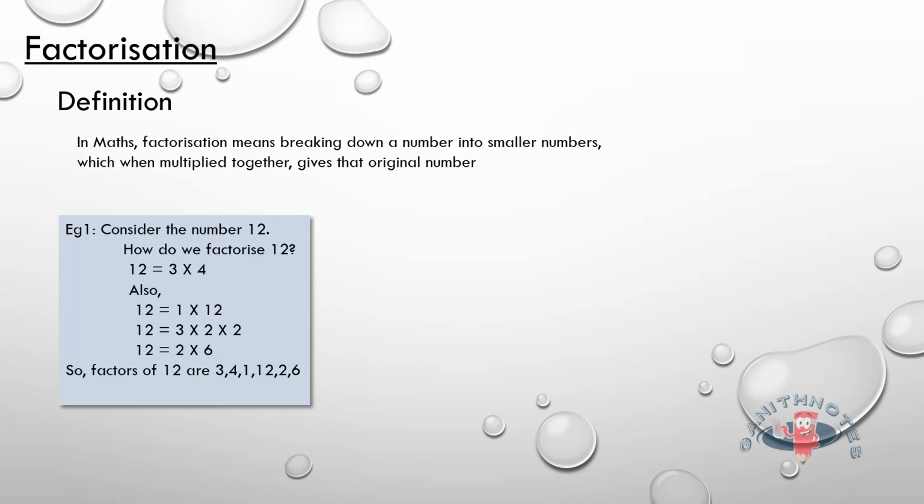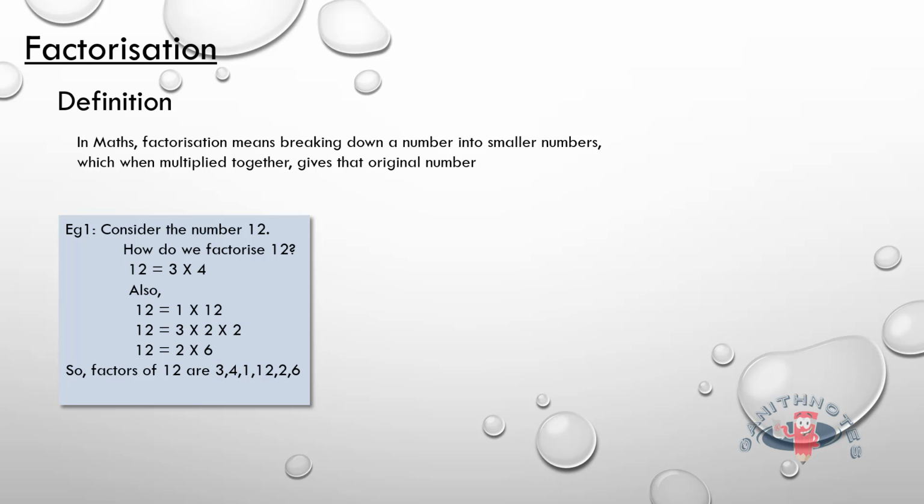So let's go through a couple of examples to see how exactly factorization is done in the concept of numbers. Let's go to example 1. Consider the number 12. How do we factorize this number 12? How do we write 12 in terms of smaller numbers? 12 can be written as 3 into 4. So 3 and 4 are smaller numbers, and when you multiply 3 and 4 you get 12.